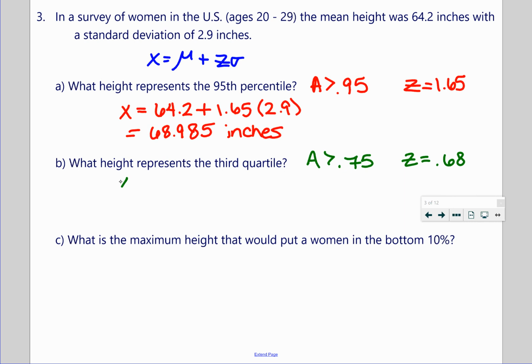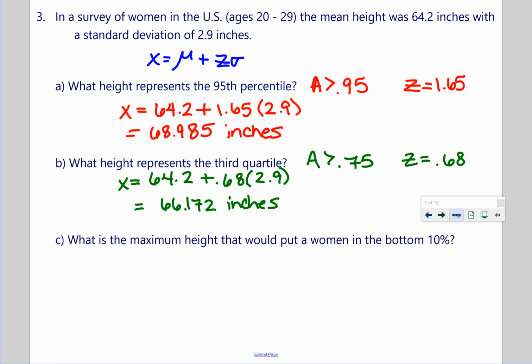All right, so now convert it to an x value. 64.2, my mean, plus my z-score, times my standard deviation. And, oh, it would help if I typed in the right one. You should get 66.172 inches.